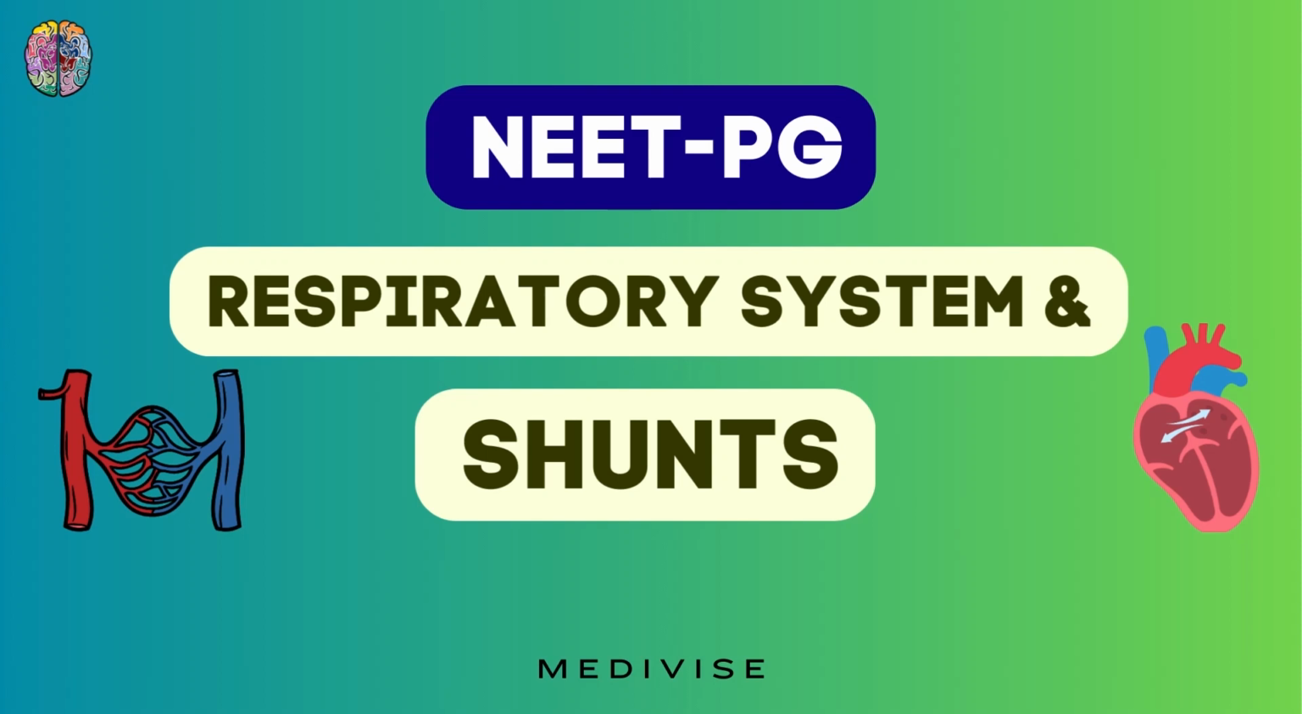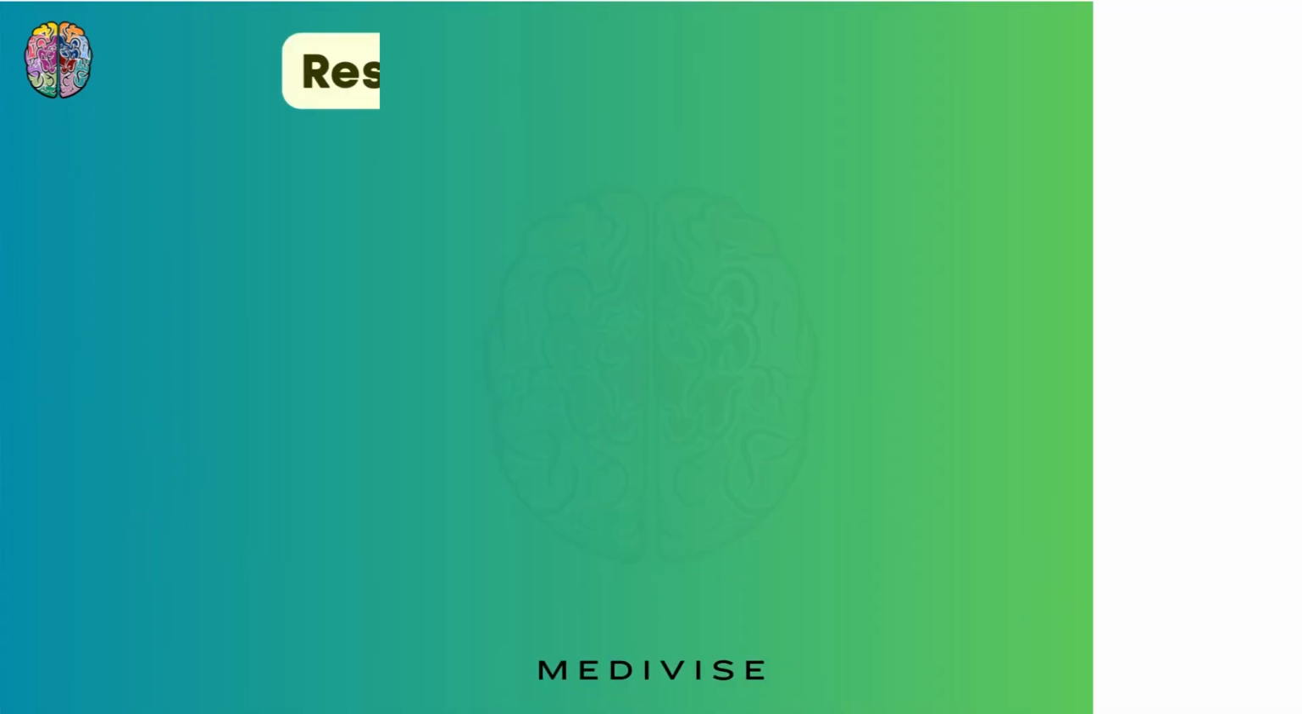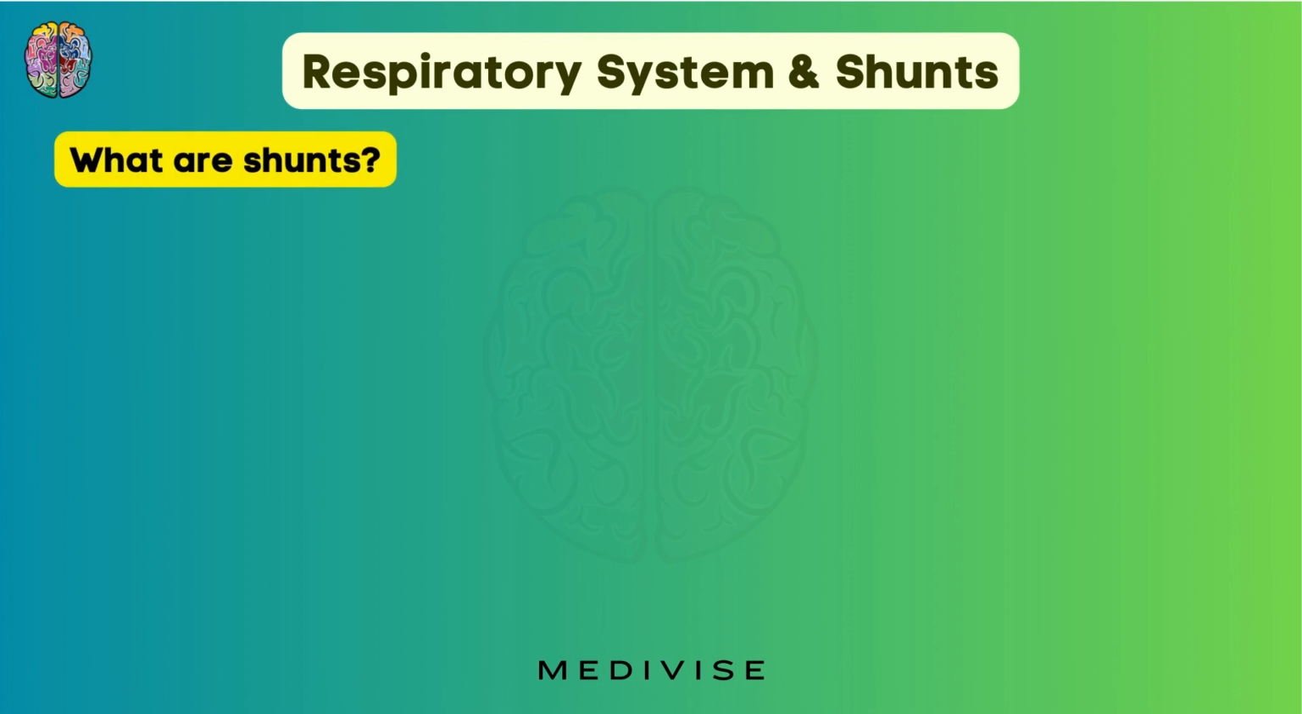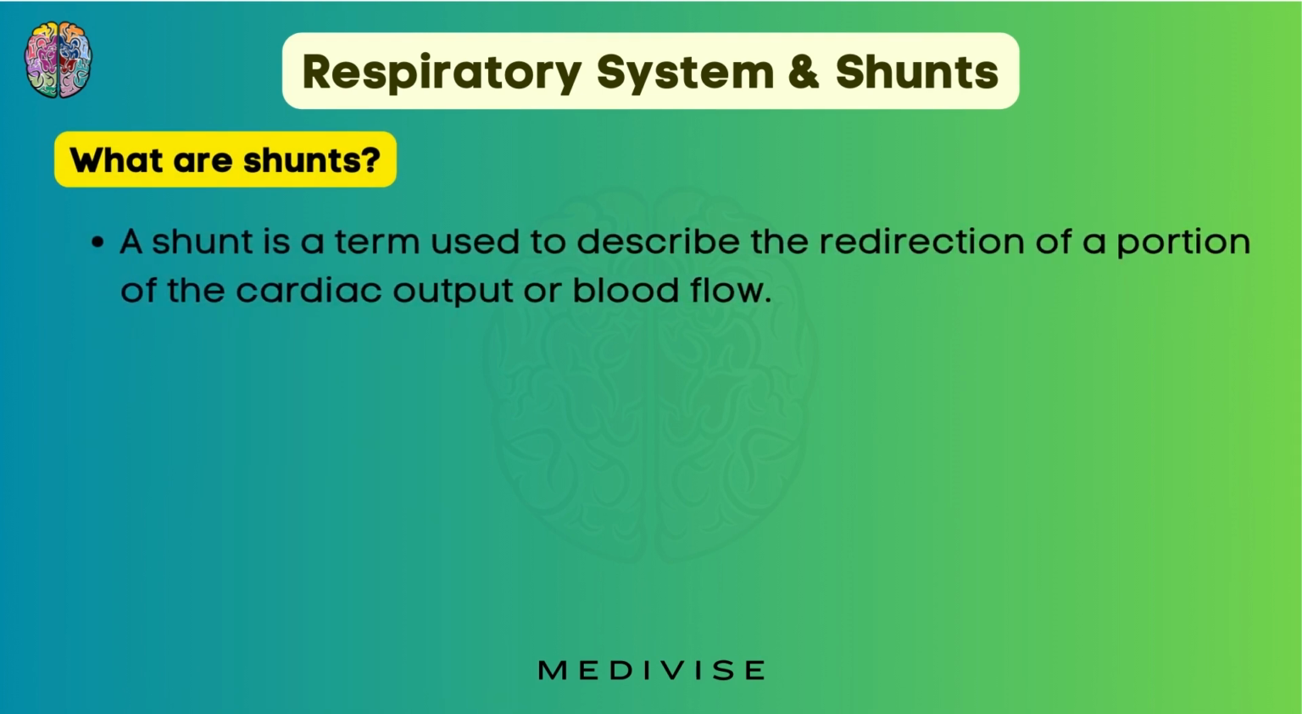In this video, we're going to be looking at the shunts and the respiratory system. So let's start. Basically, we have to see what is the effect of shunts on the respiratory system. First, you should know what exactly are shunts. A shunt is a term used to describe the redirection of a portion of cardiac output or blood flow. We'll understand more of this in a bit.